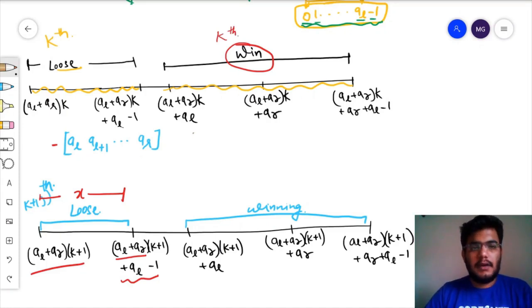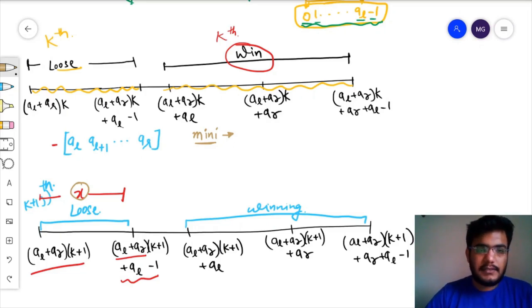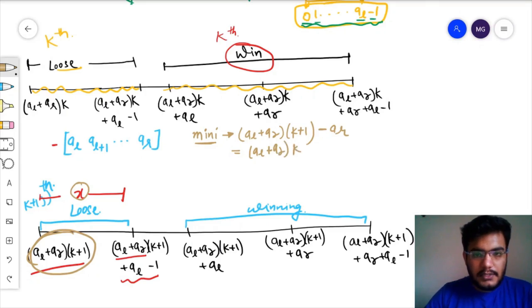Let's see which will be the minimum number which we can have after applying one operation by taking x from this range. So in order to have the minimum number, the basic greedy approach is that firstly we take the minimum value of x and subtract the maximum amount which we can. So the minimum value of x could be (AL plus AR) times k plus 1, which is this particular value. And in order to have the minimum, we will be subtracting the maximum amount which we can, which is AR. So it equals (AL plus AR) times k plus AL plus AR minus AR, which is (AL plus AR) times k plus AL.